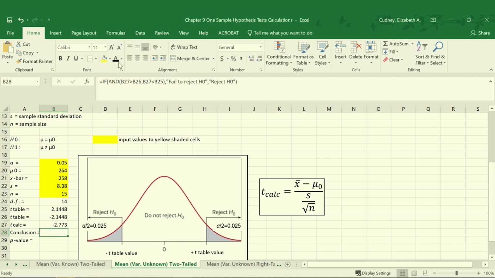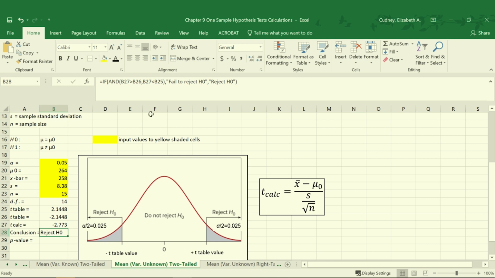So we can come up with our conclusion using logic. Let's take a look before we do that at how it falls. Our t-value is negative 2.1448 and positive 2.1448. Our t calculation is to the left of our negative t-table value, so we should expect to reject our null hypothesis.